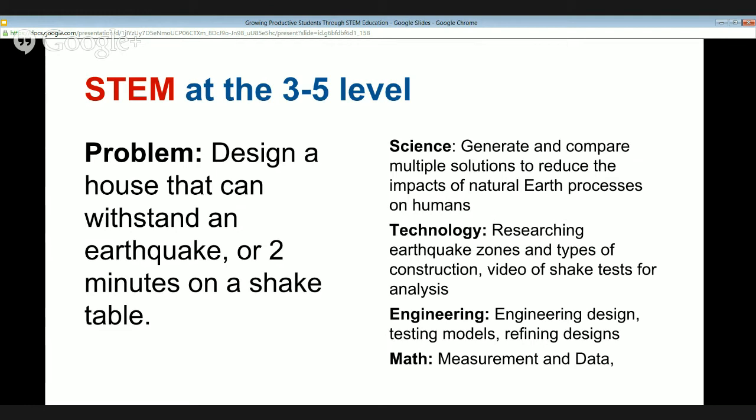Okay, if there are no further questions, then I will go ahead and show you the middle school level and the high school level. And then we're going to take a few minutes to do some reflection and some thinking within the next two slides again.